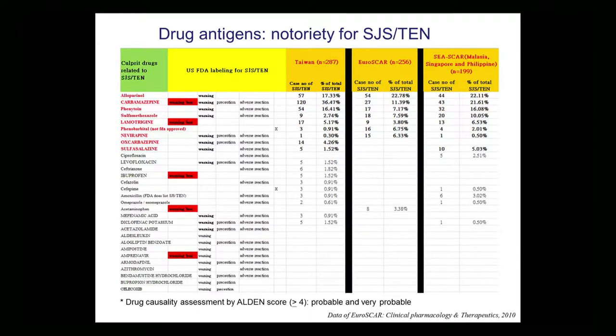The first factor is the drug antigen. Of course, it's very important, because not all drugs can trigger such a severe skin reaction like Stevens-Johnson syndrome. Across the population, only certain drugs, such as allopurinol, carbamazepine, phenytoin, sulfamethoxazole, and lamotrigine, can potentially induce this kind of severe skin reaction. This has been labeled by the FDA; nearly 100 drugs are potentially related to Stevens-Johnson syndrome, but in clinical practice only certain ones are notorious for causing such skin reactions.